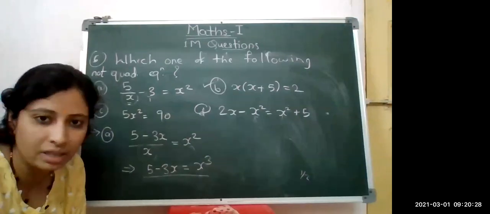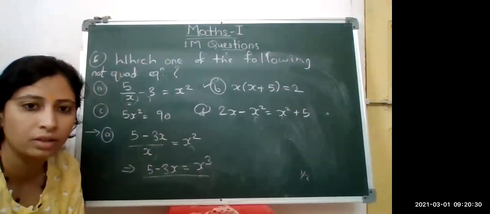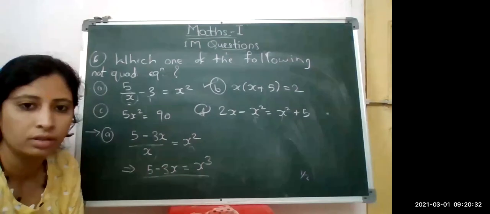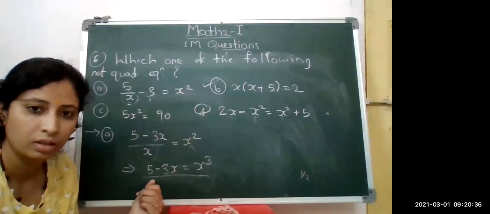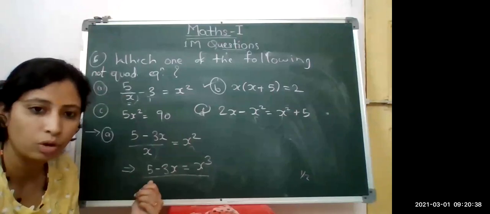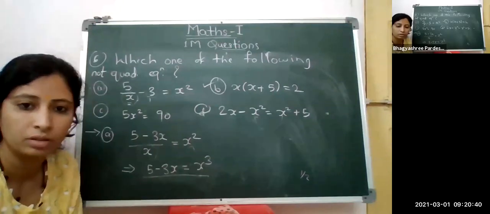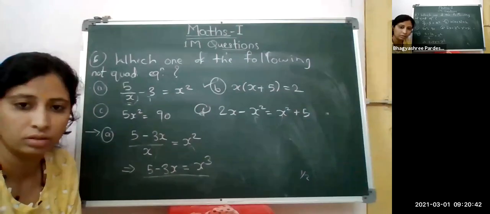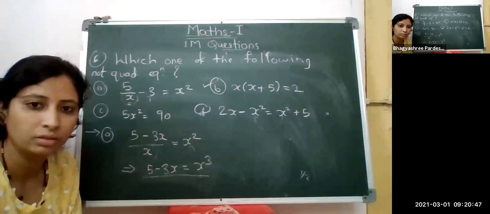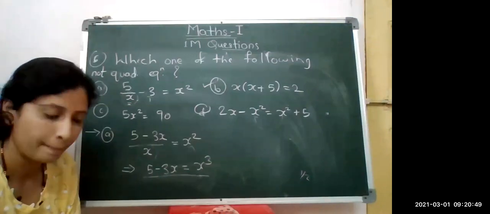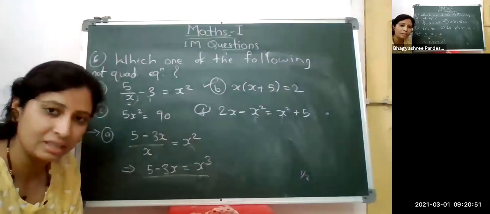Yes, Sapna? What is the highest power of x? The highest power, what is it? Sapna, I'm asking you. What is the highest power of x? Yes, Zaki, what is the highest power of x here? 3. The highest power of x is 3 here.